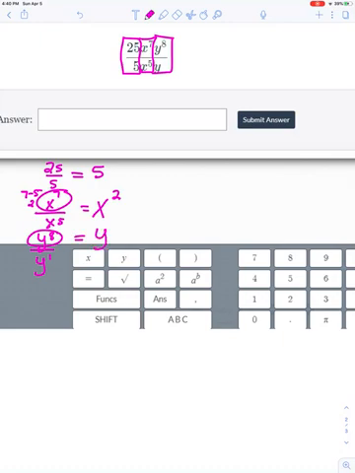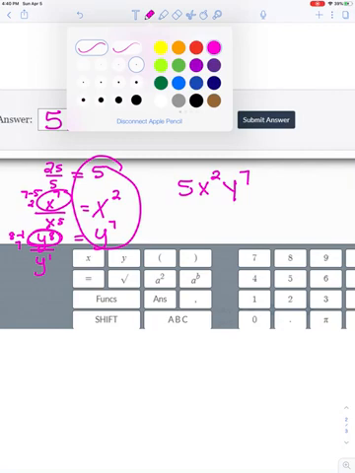My base is y, more exponents in the numerator. 8 minus 1, so I get 7. There is no fraction here at all, so my answer is 5x squared y 7. So here's how you're going to type that in.